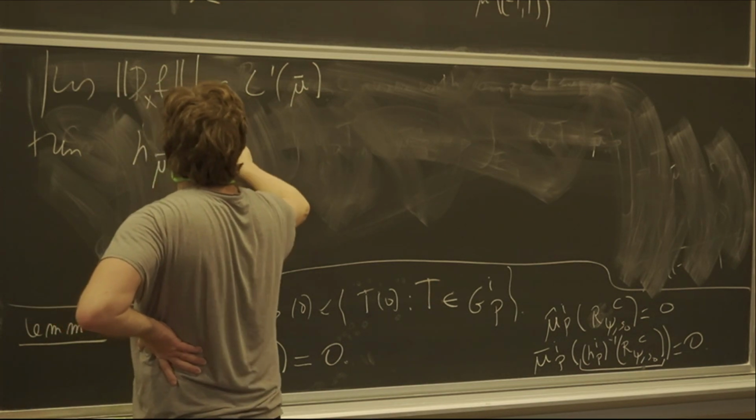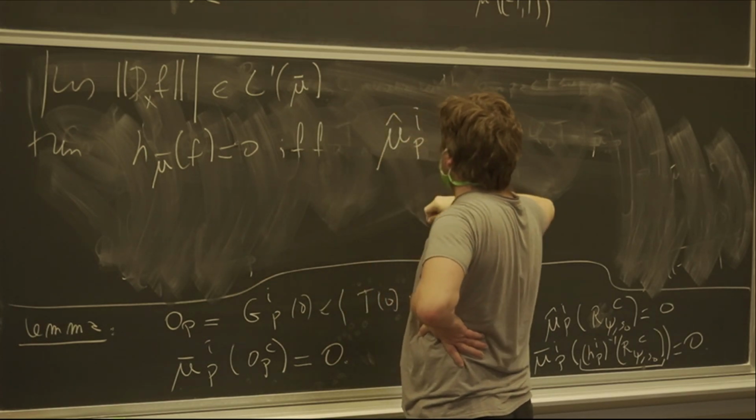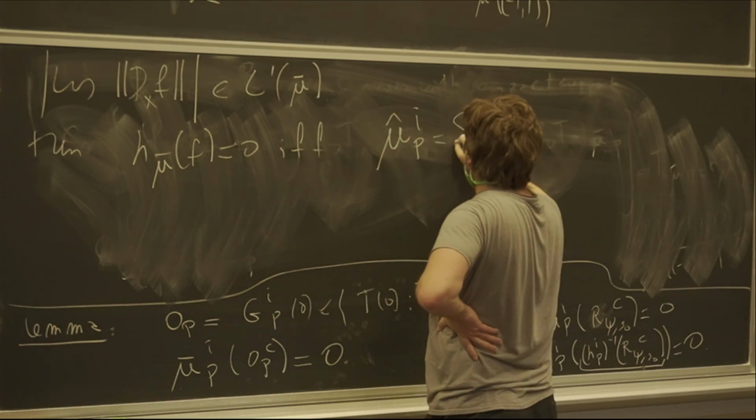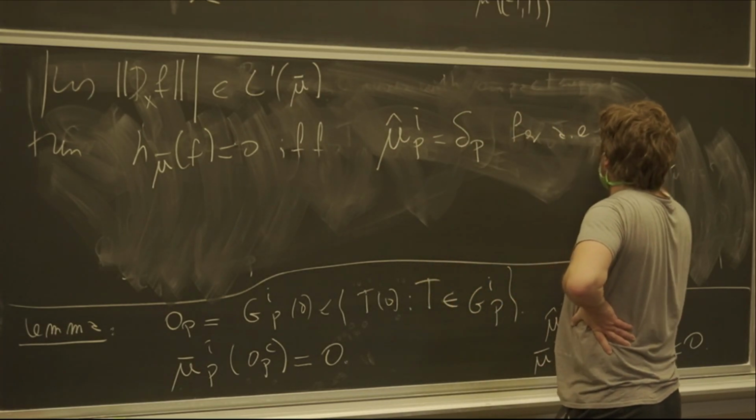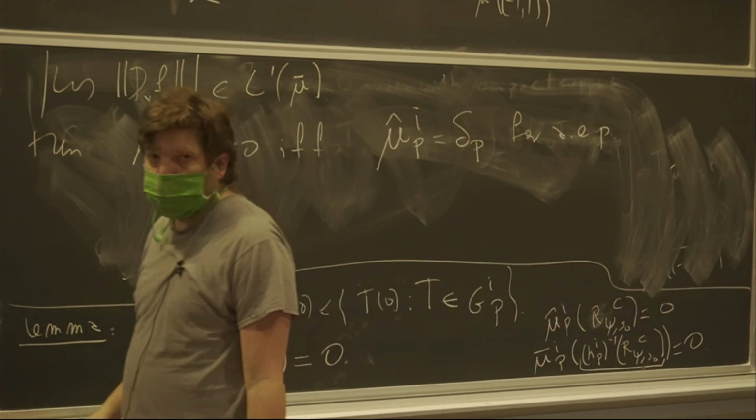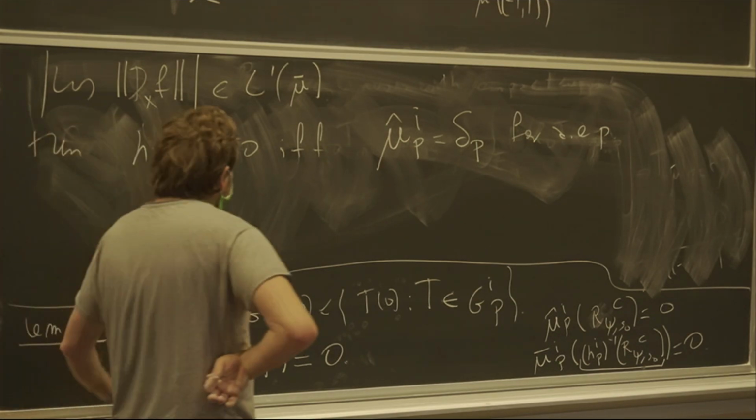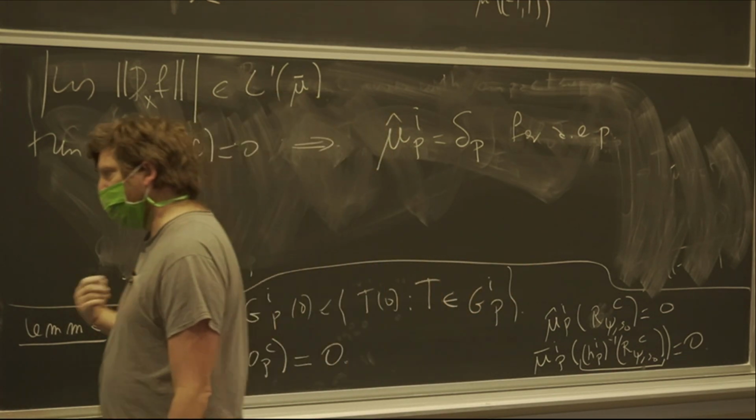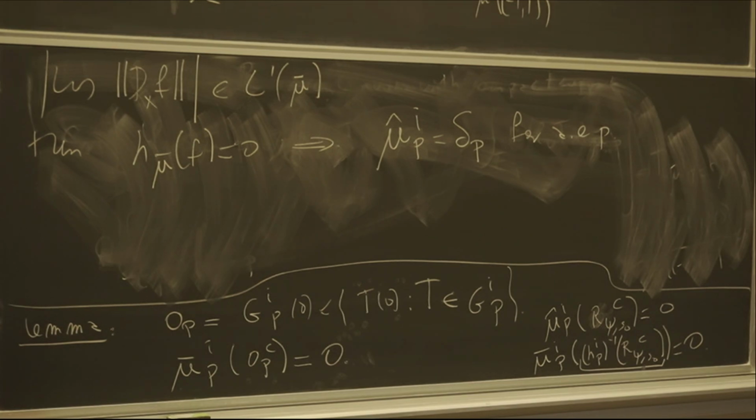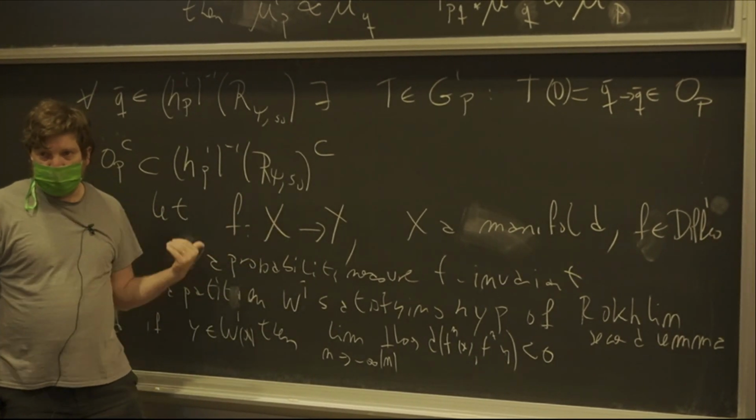Entropy for f is 0 if and only if mu p I hat is delta at p for almost every p. So entropy 0 if and only if the conditional measure is atomic there. Okay. Implies. I'm sorry. The if and only if holds if I further assume that this Wi is the full unstable foliation, then I have the other implication.